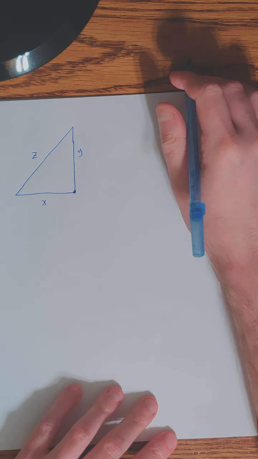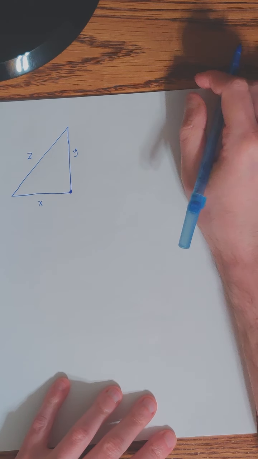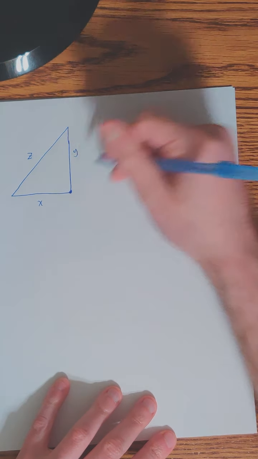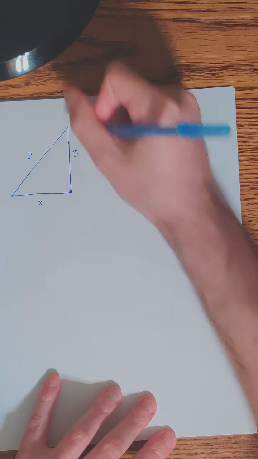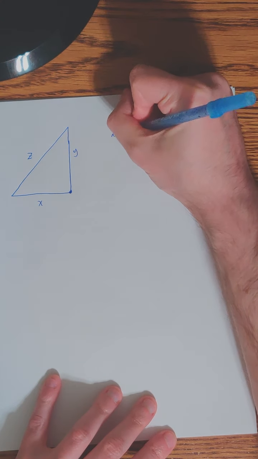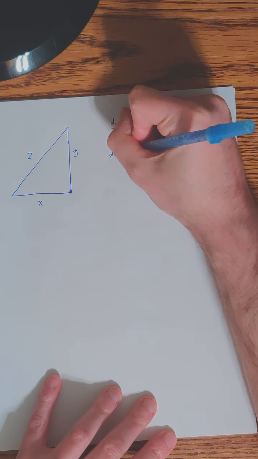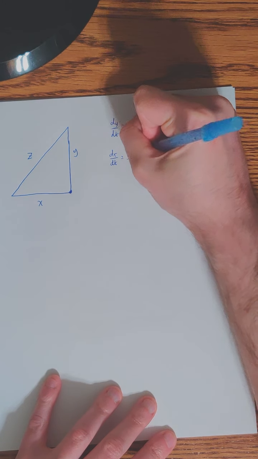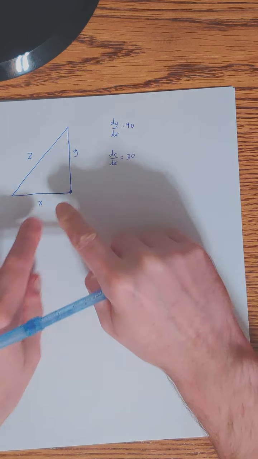So let's see, what do we have here? We are told that the taxicab is going north at 40 miles per hour. So since this is y and it's increasing as we go further up, this distance increases. We have that dy dt is 40. And we have that dx dt is 30, because as we move further to the left, this x gets bigger.